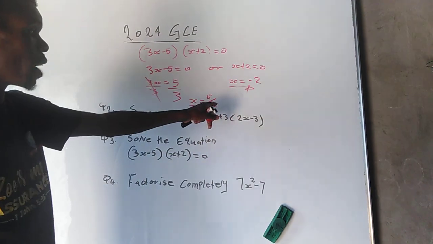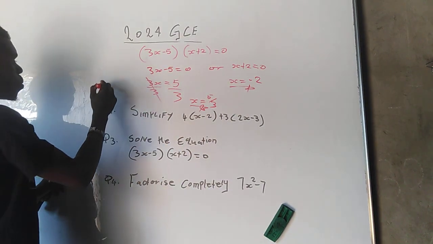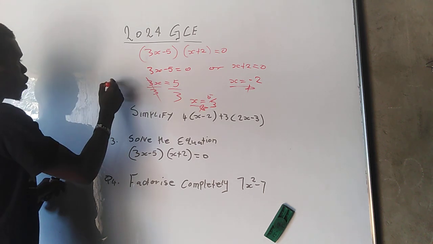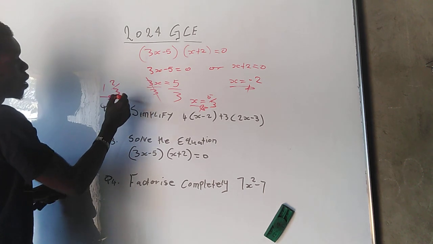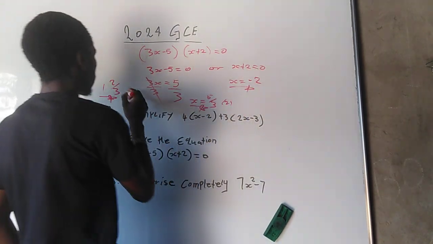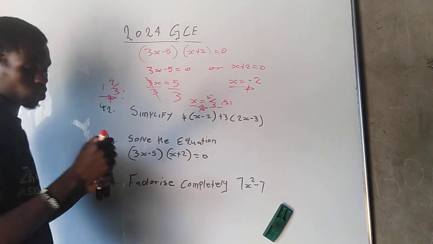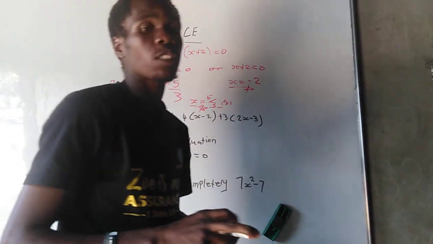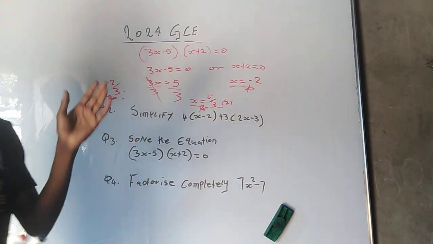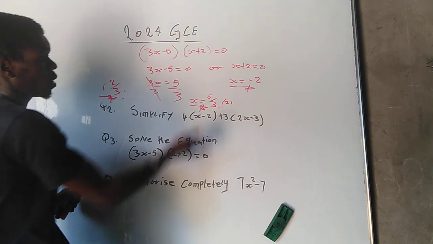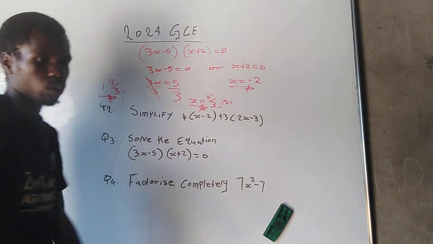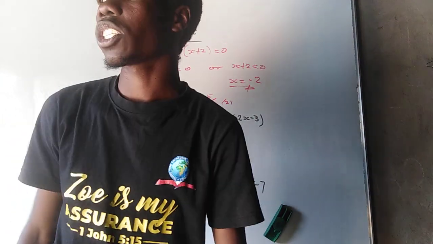Or if you don't want to leave your answer like this, you can leave your answer as 1 remainder 2 over 3 as your solution. It's 2 marks. If you put your answer like this or like this, it's one and the same. But the major thing is that you're supposed to come up with 2 possible solutions, one in positive and also one in negative form. So this was the solution to the third question that came under 2024 GCE Mathematics Paper 1.